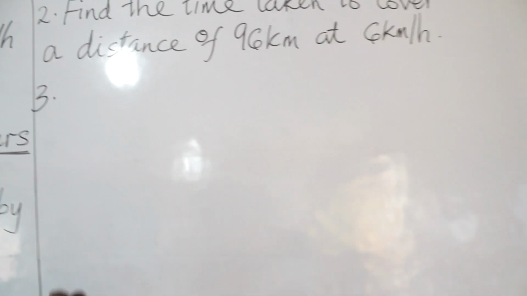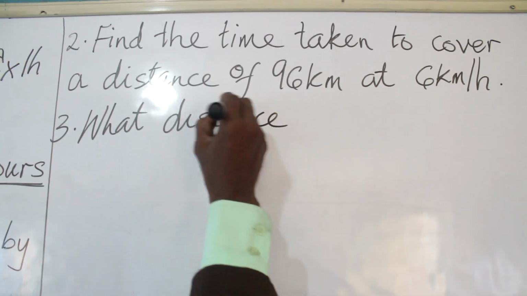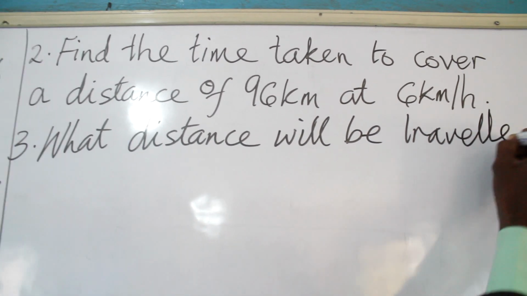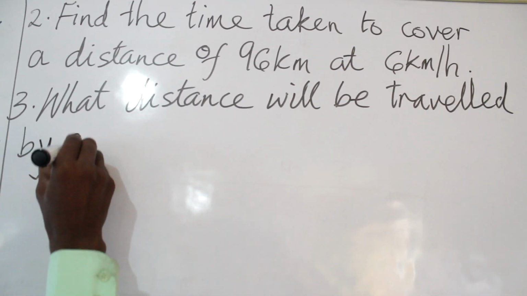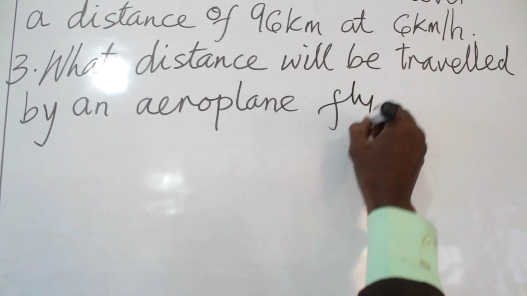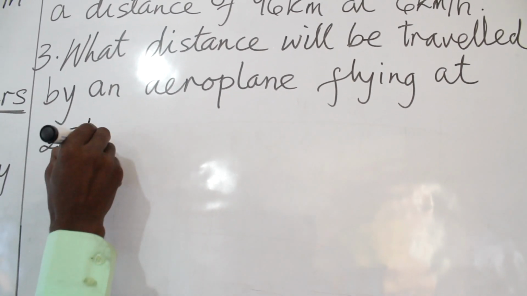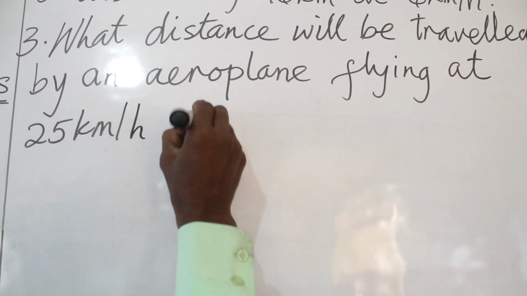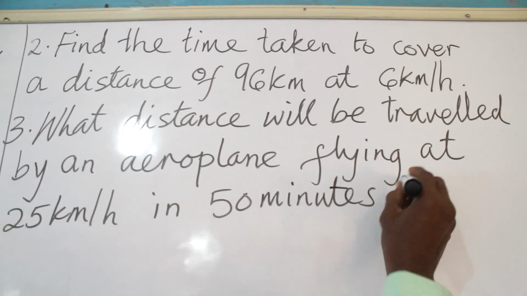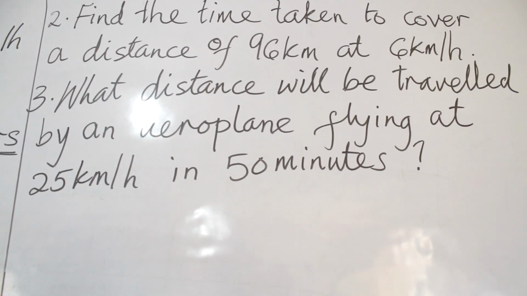Then number 3, finally, what distance will be traveled by an aeroplane flying at 25 kilometers per hour in 50 minutes?